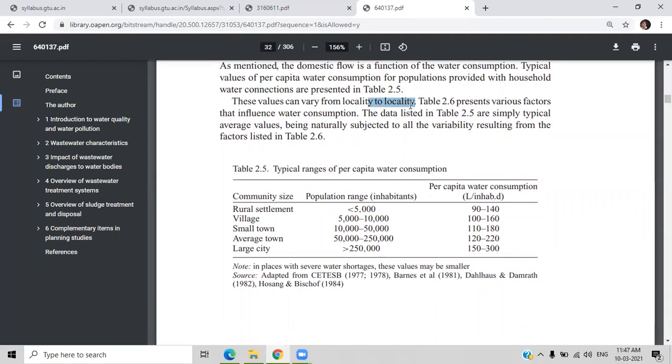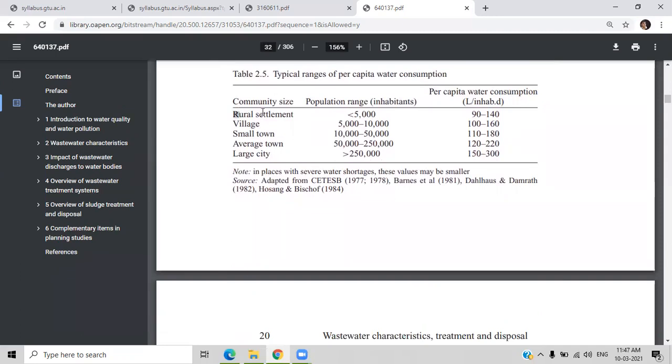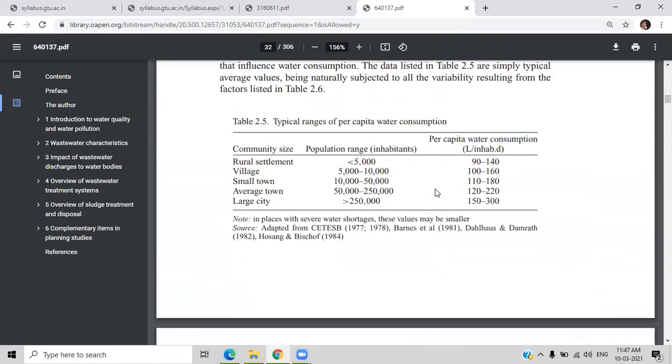The data listed are simply typical average values, naturally subject to all the variability resulting from various factors. For a settlement with a population of less than 5,000, the per capita water consumption is 90 to 140 liters. So for India, our per capita water consumption is 135 liters per inhabitant. Okay, so on average an Indian consumes 135 liters a day for drinking, bathing, cleaning, and everything.